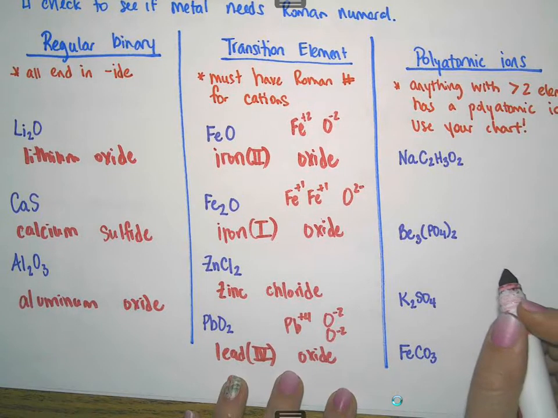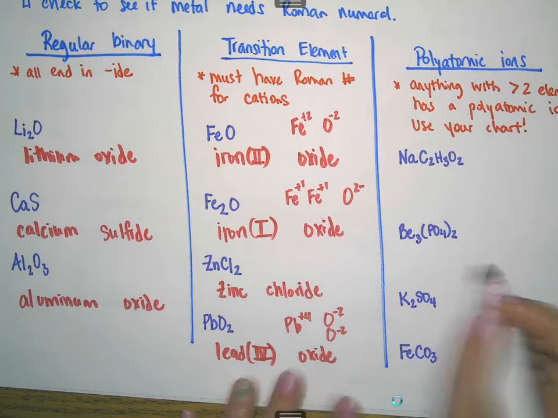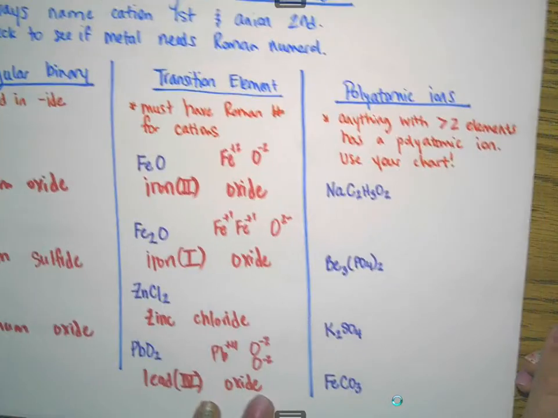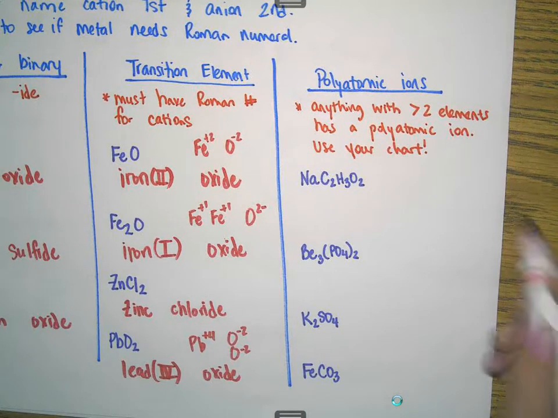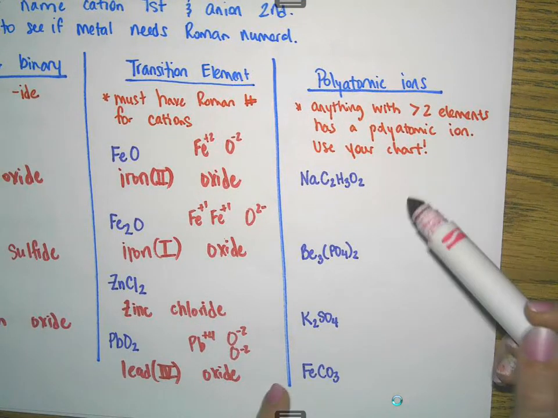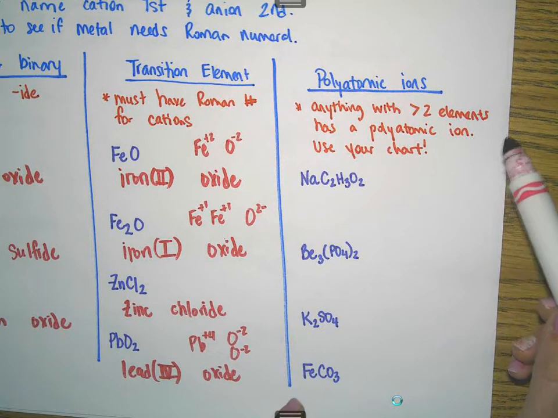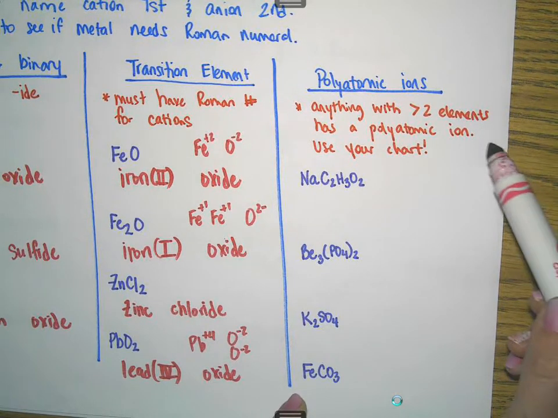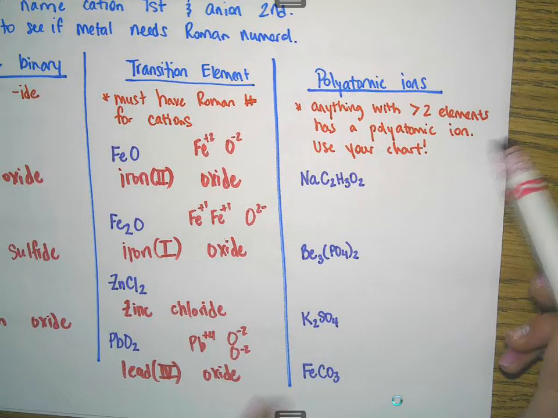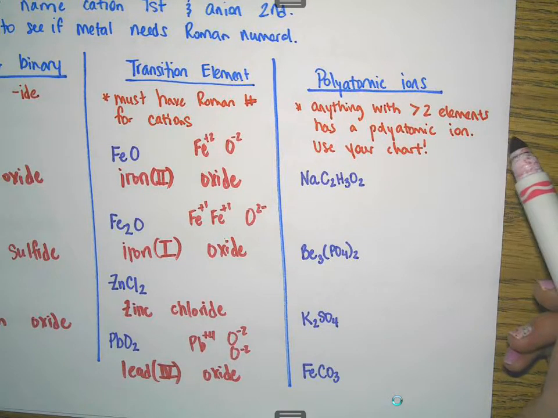This is probably going to be your most difficult case. Now we switch over to polyatomic ions, which actually should get easier. How I know when I look at a formula that it has a polyatomic ion is right here in red. It says anything with more than 2 elements has a polyatomic ion. So use your polyatomic ion chart.